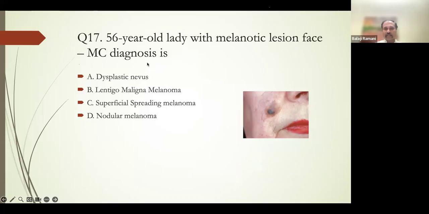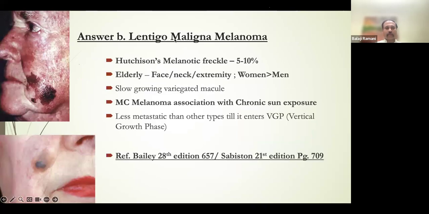Dysplastic nevus is unlikely given the age of the patient. So it is between these two. Looks like superficial, but then you have to remember the lentigo maligna melanoma, known as Hutchinson's melanotic freckle. Hutchinson's melanotic freckle is the other name.